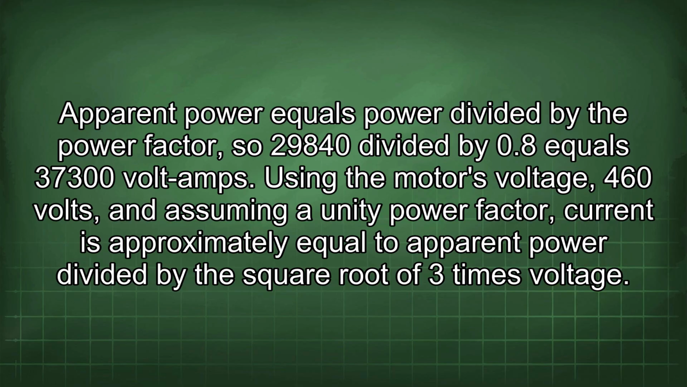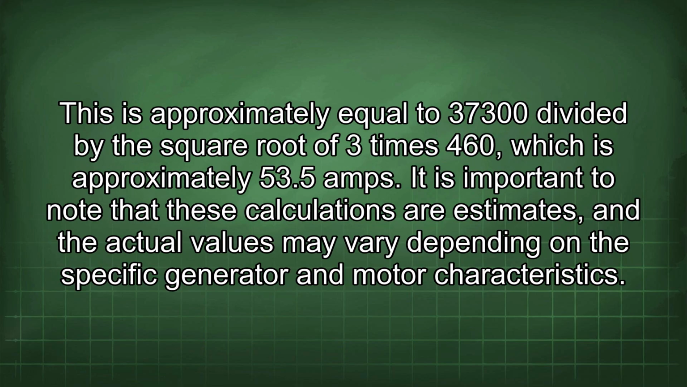Using the motor's voltage, 460 volts, and assuming a unity power factor, current is approximately equal to apparent power divided by the square root of 3 times voltage. This is approximately equal to 37,300 divided by the square root of 3 times 460, which is approximately 53.5 amps.